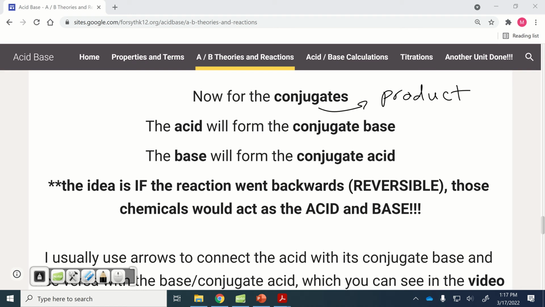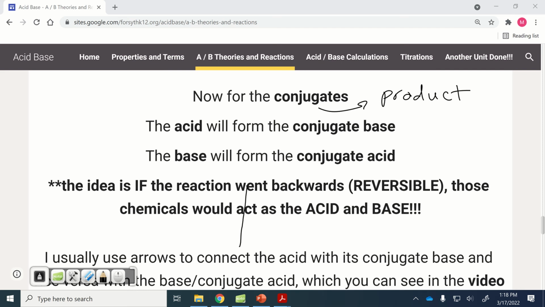The whole purpose of conjugates is if the reaction went backwards, if we have a reversible reaction, those chemicals on the product side are now my acid and base, and you're going to see the opposite occur where the conjugate acid will give up the H, the conjugate base will accept it, and now we're back to acid and base on the reactant side. It's just the idea of I flip-flop the reaction, I can see which ones are still giving or taking the hydrogen ion.